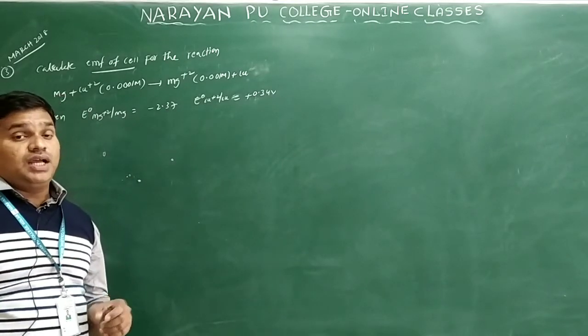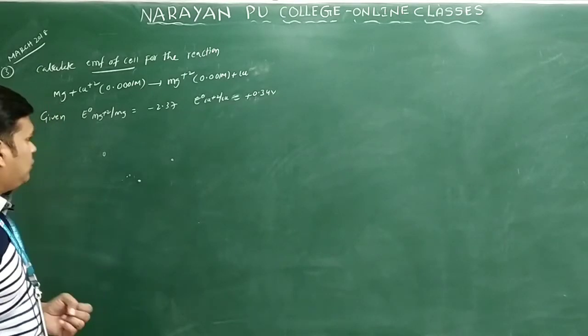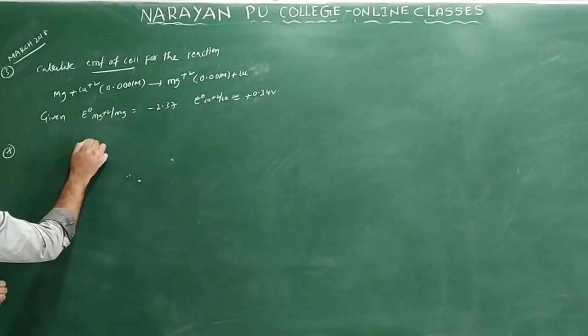So first you find out the E naught cell only. Then you can find out the EMF of the cell only. So how can you find out the E naught of the cell here?